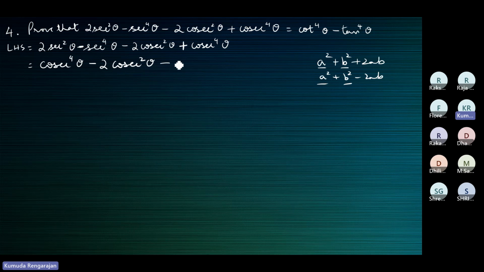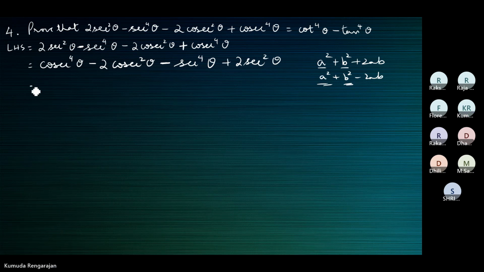But here it is minus a square kind of. See here, I'm just rearranging the terms first. So here, you look at this as a square, but it's minus a square. We know that a square and b square should be positive, but it's negative here. So for that reason, we take out the minus common. We write it like this: cosecant theta to the power 4 minus 2 cosecant square theta in one bracket.